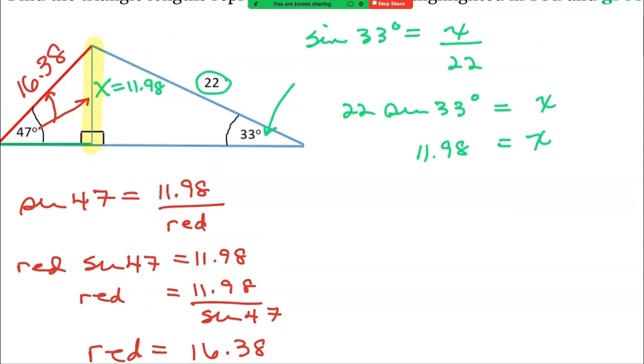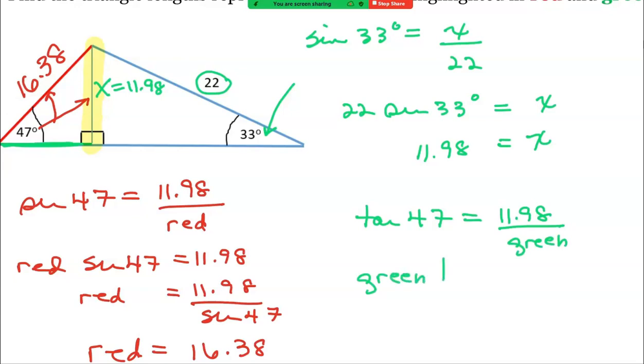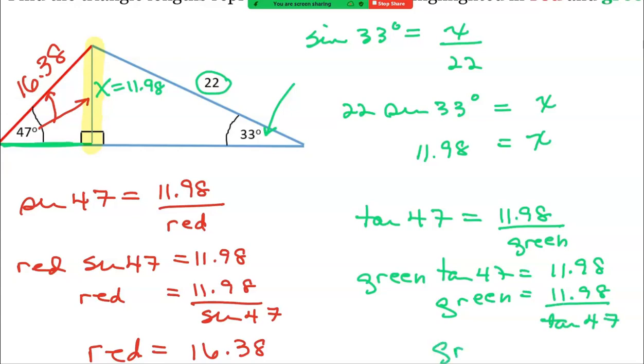Okay, let's try to get green now. So if I use that same angle 47, I want to get the green piece down here. So I'm going to say the tan of 47, because that's going to equal opposite, which is what I have, over adjacent, which is what I need. So cross products, green, tan 47 equals 11.98. Green equals 11.98 over the tan of 47. And that's going to give me my green equal to 11.17.